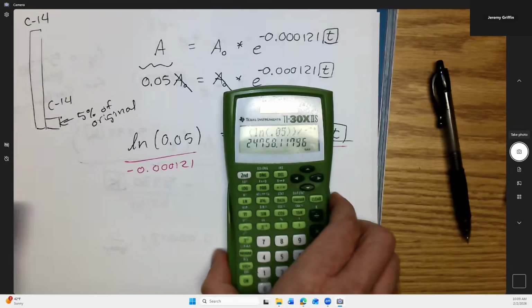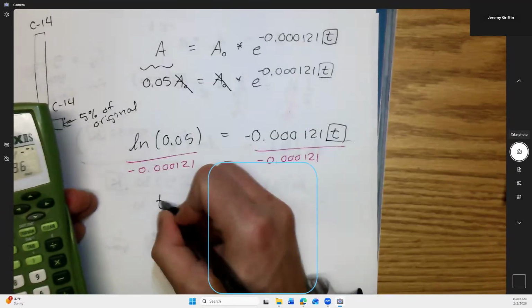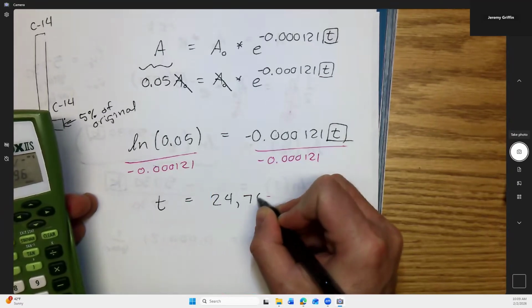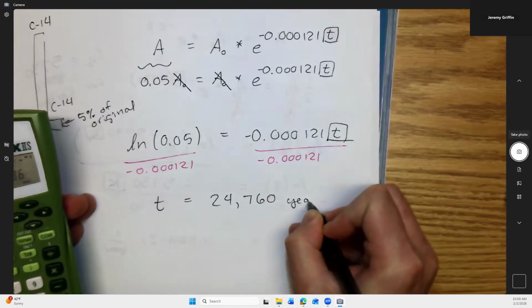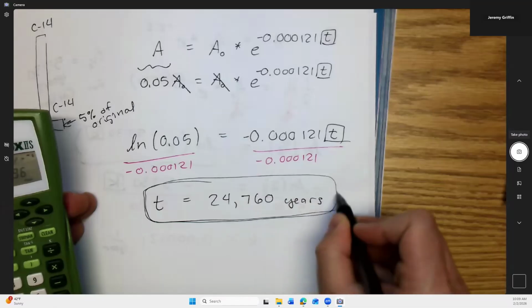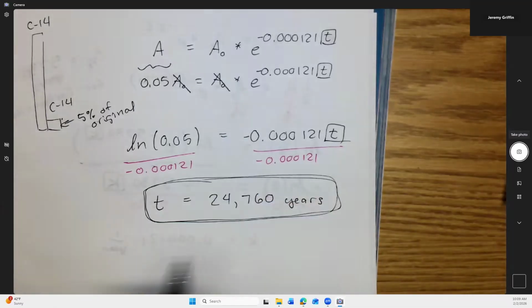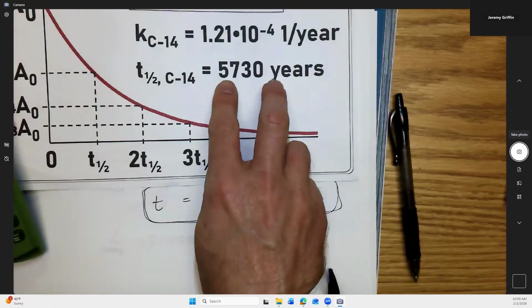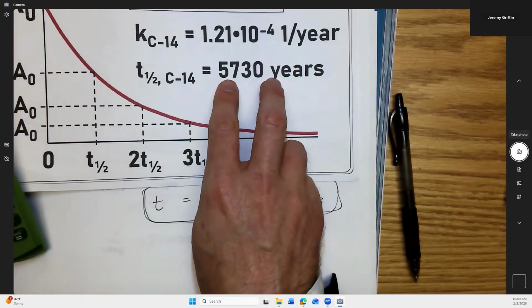0.00121. I'm looking at the amount of time that's passed is 24,000 years. So this artifact, now I think that makes sense because, let's do a big picture approximation. You guys see the half-life is between 5,000 and 6,000 years. You guys see that, right?